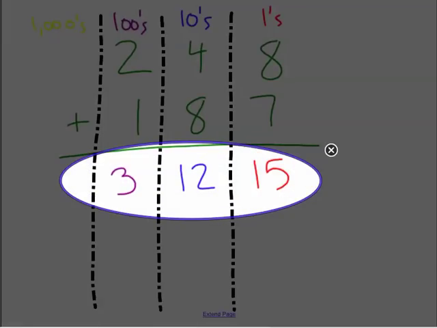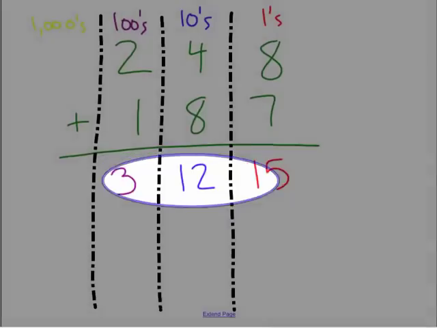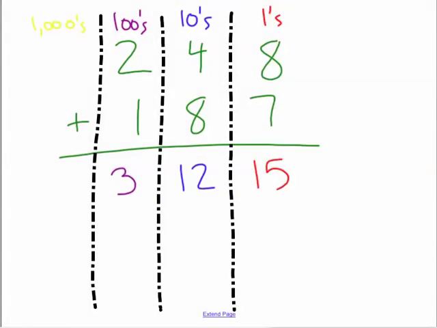Now I'll stop here and point out that a common mistake here is to write that our sum is 31,215. This is not the correct answer. Our answer is not 31,215. Instead, we recognize that we have 15 ones, and that's far too many ones to hold in the ones place.